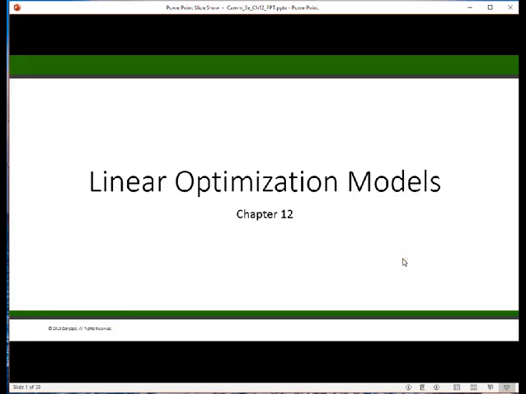Welcome to the lecture on Chapter 12, Linear Optimization Models. We'll be covering optimization models for the next three chapters. In Chapter 13 we'll be looking at integer optimization models, and Chapter 14 will be dealing with nonlinear optimization models.